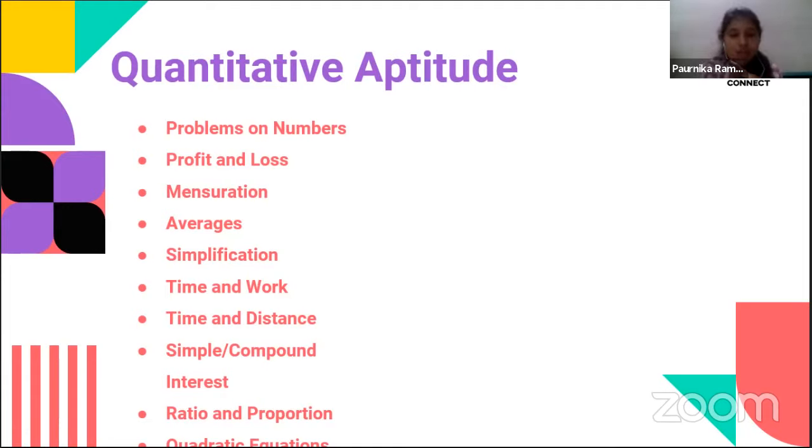The next section is quadratic equations. Quadratic equations, functions, and logarithms are also very, very important topics, though companies wouldn't show much emphasis on them. So the basic idea of quantitative aptitude is this. The major syllabus that you have to cover when it comes to quantitative aptitude is all these topics. I hope you guys are clear.